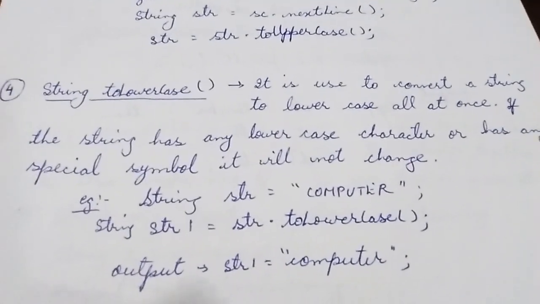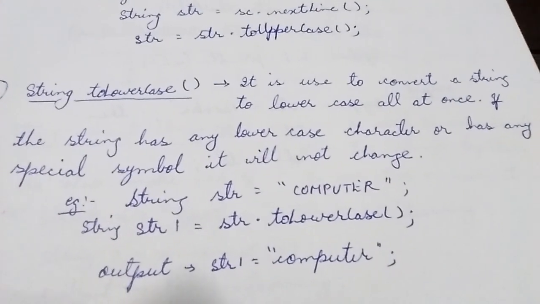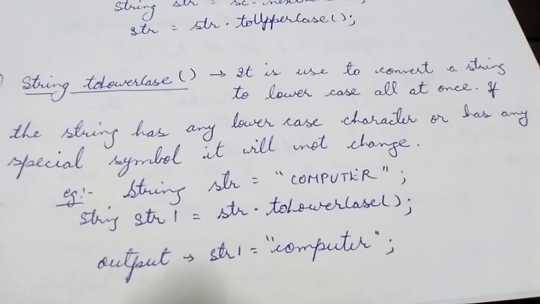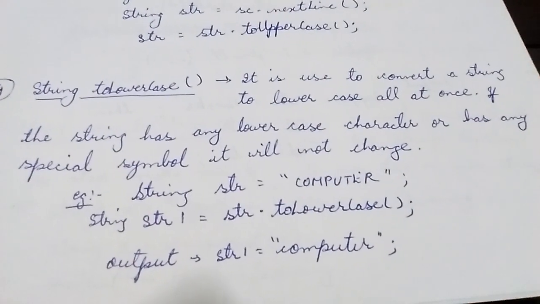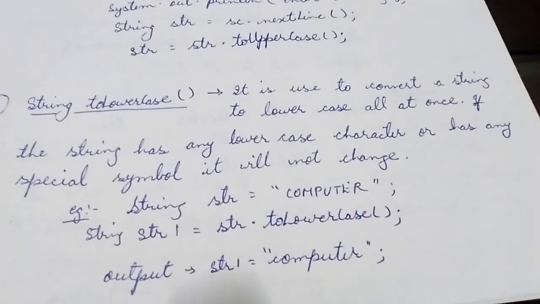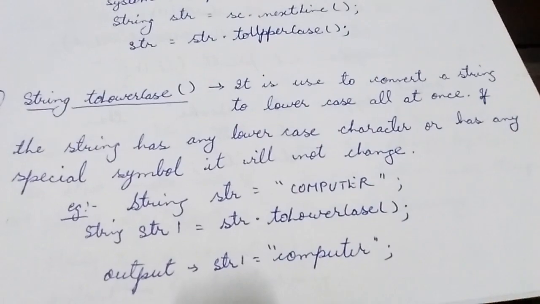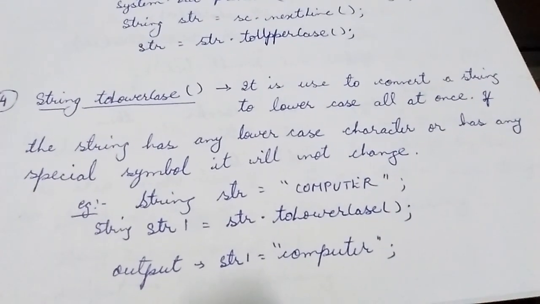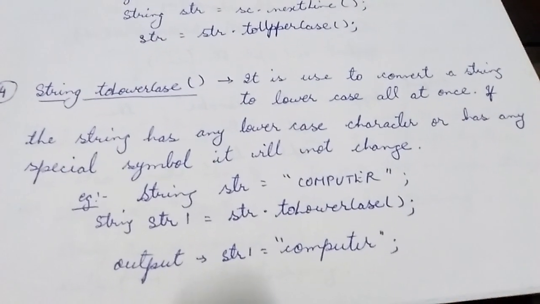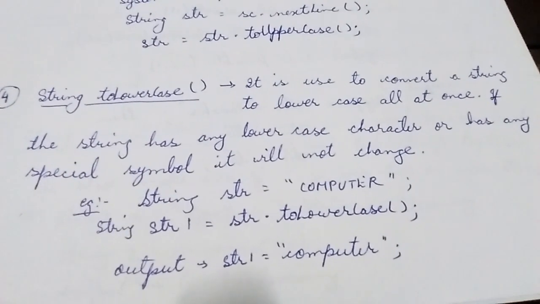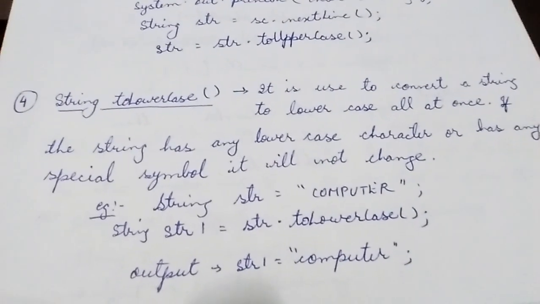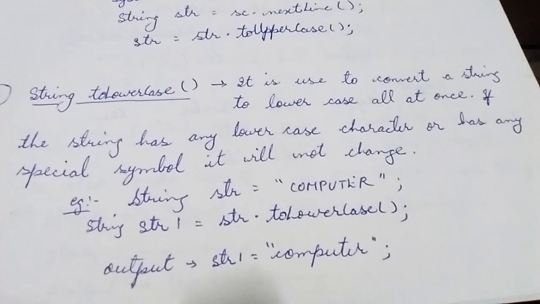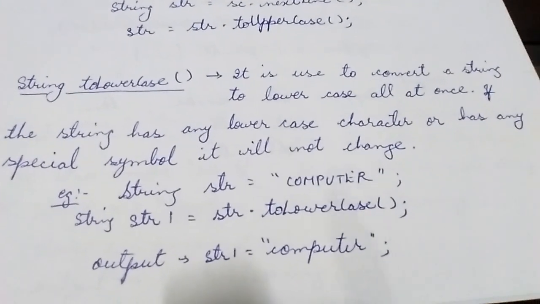Similarly, we have another function, string toLowerCase, to convert the string to lowercase all at once. Here also, if the string already has some lowercase characters or any special symbol, it will not change. The symbols will remain as they are and lowercase will remain as it is. Only the uppercase characters will be converted to lowercase.